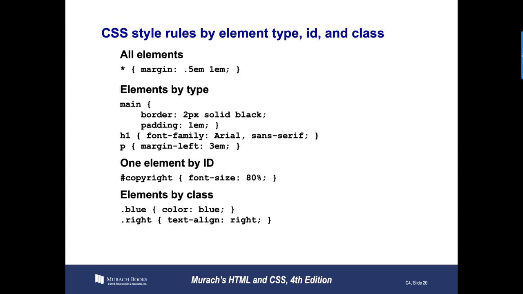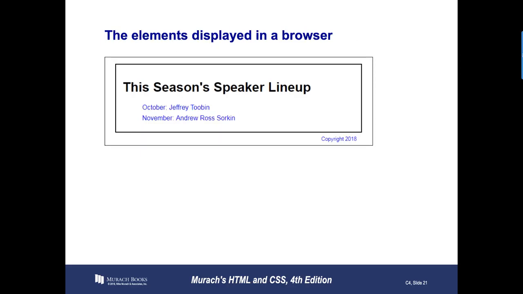So the all elements, the asterisk, that means apply this margin to top and bottom, right and left of 0.5 ems and 1 em. Okay, that's a shorthand for writing margin. Again, more on that next week. And then the main element is saying, hey, give me a border that's 2 pixels, solid black, and padding of 1 em. Okay, so let's see. There you can see some padding around this season's speakers lineup, that entire box.